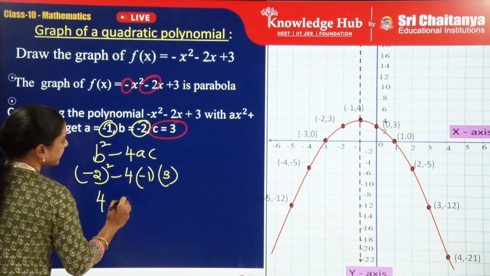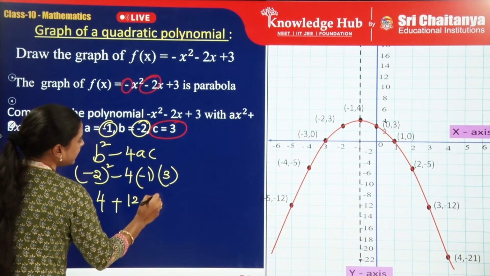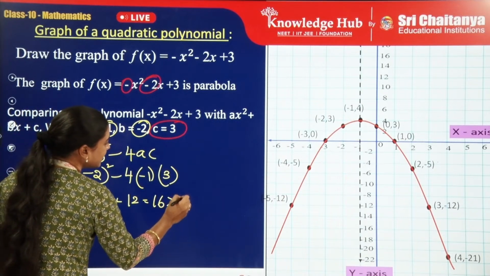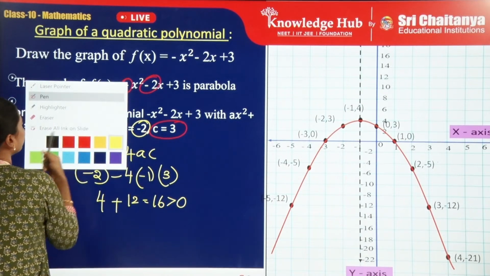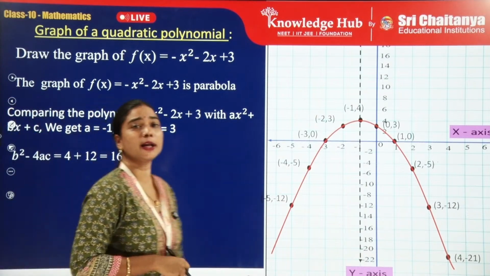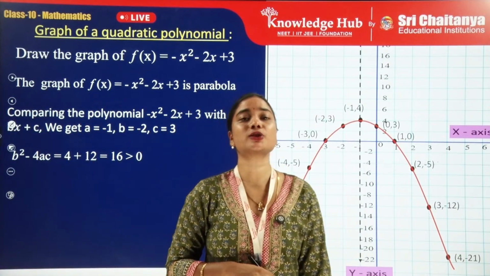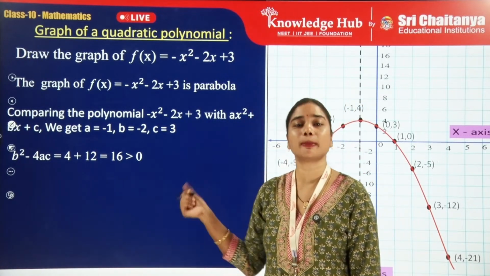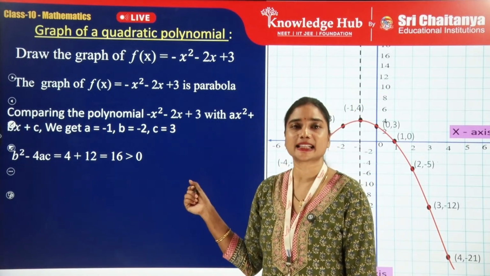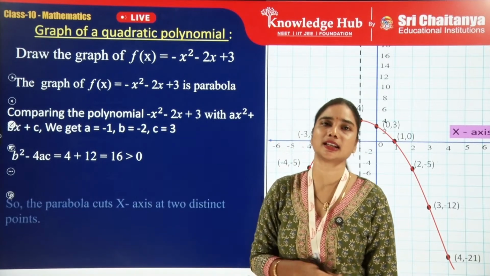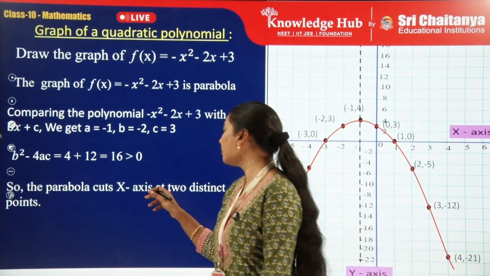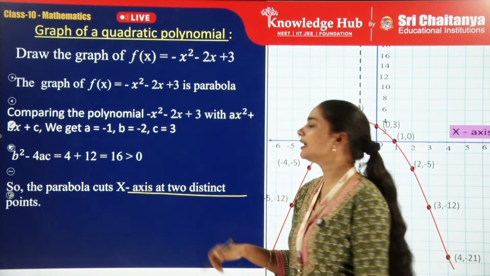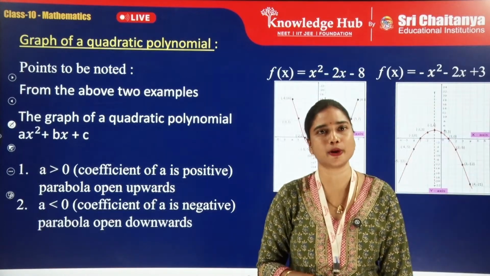4 minus into minus plus, 4 threes are 12, so 4 plus 12 is 16. 16 is more than 0. So, as b square minus 4ac is more than 0, it's a positive value. Hence, the parabola touches the x-axis at two distinct points. So, the parabola touches the x-axis at two distinct points.